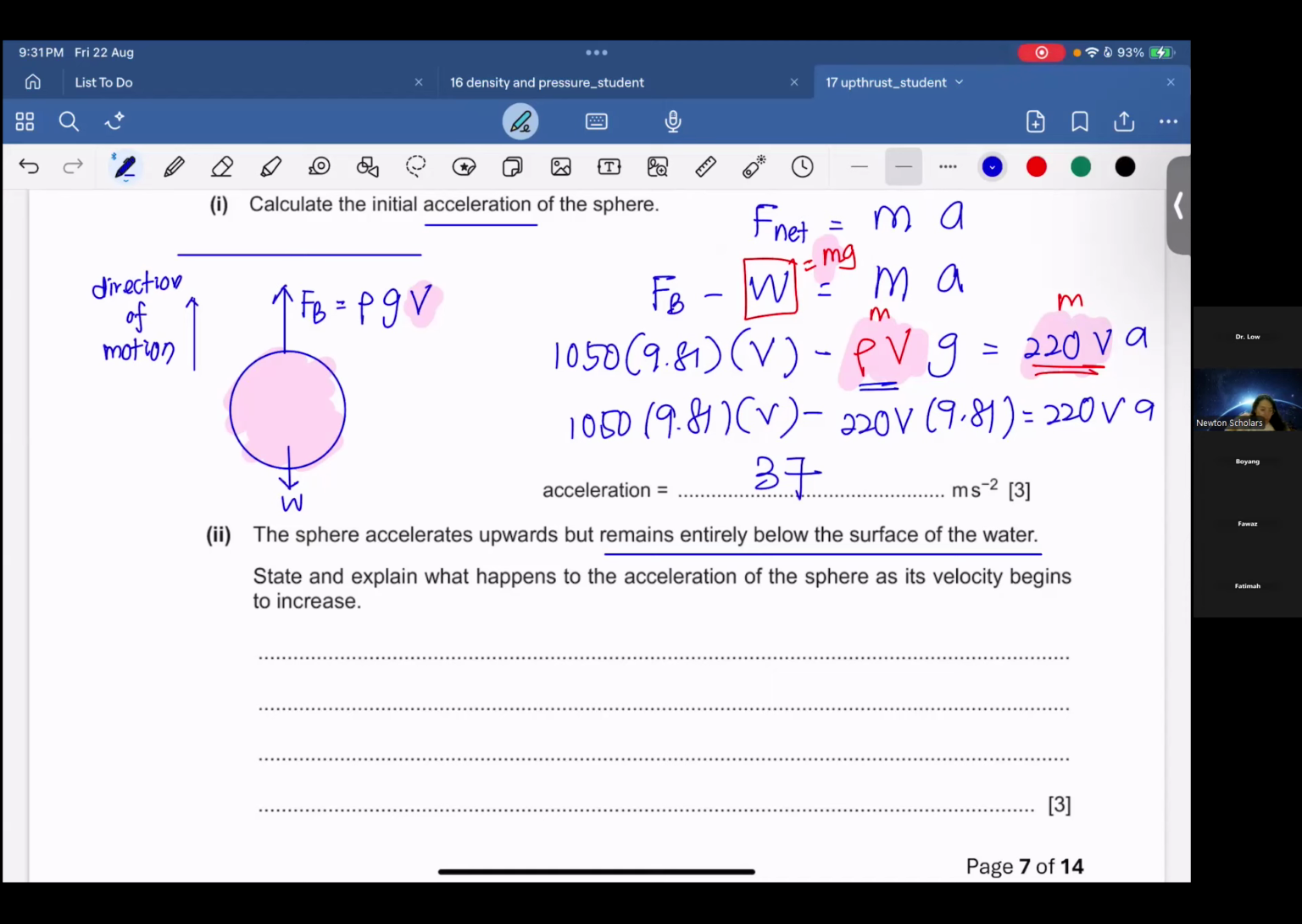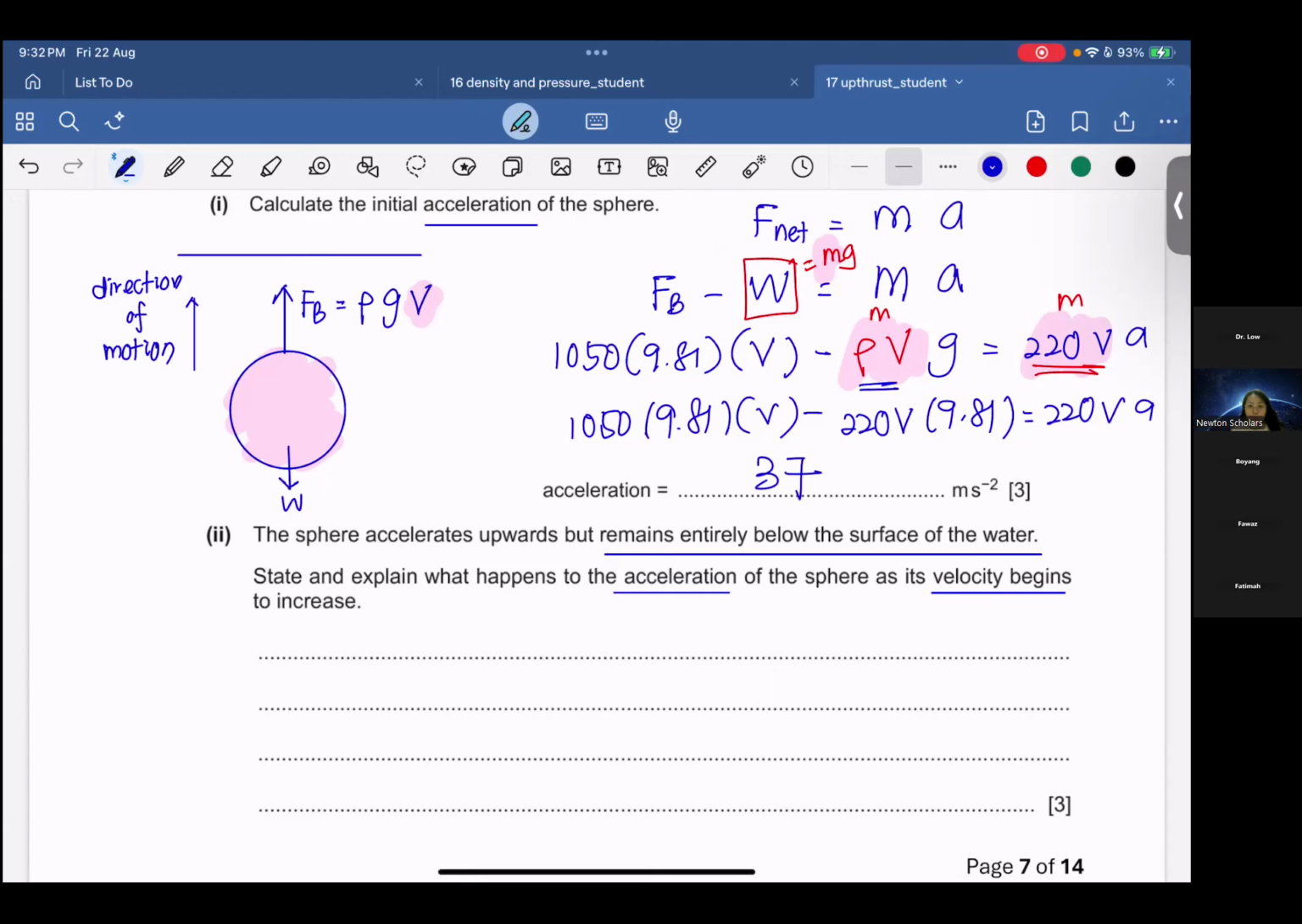Okay, state and explain what happened to the acceleration when the velocity begins to increase. Here, accelerate means that velocity increases. I give you a hint: when velocity increases, something will increase also. Like when we are walking, we don't feel air resistance, but when we start to run, we can feel the air resistance. So here, this one is also the same.